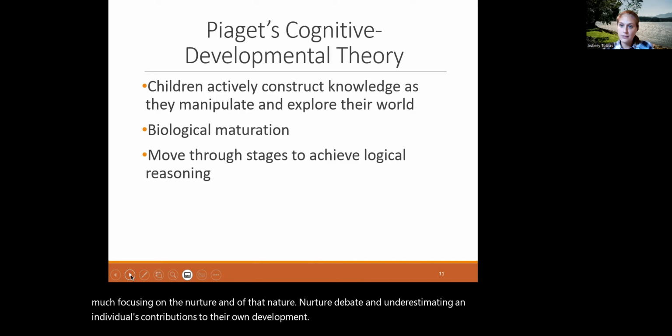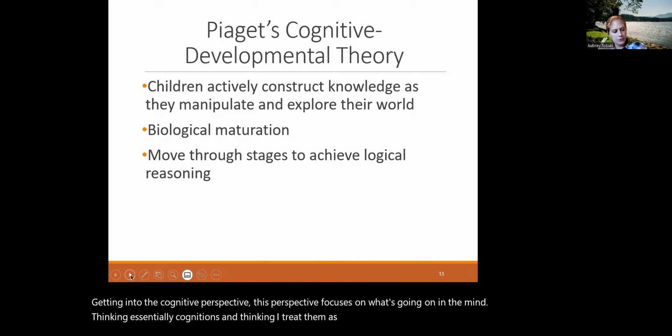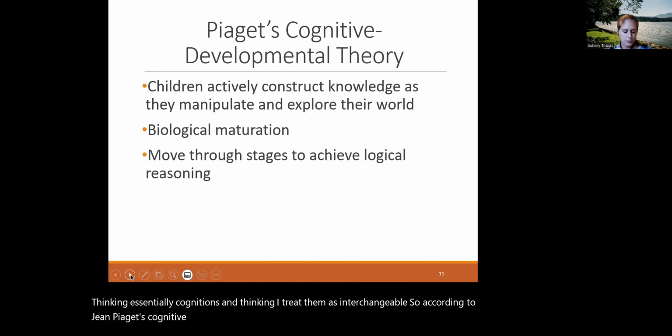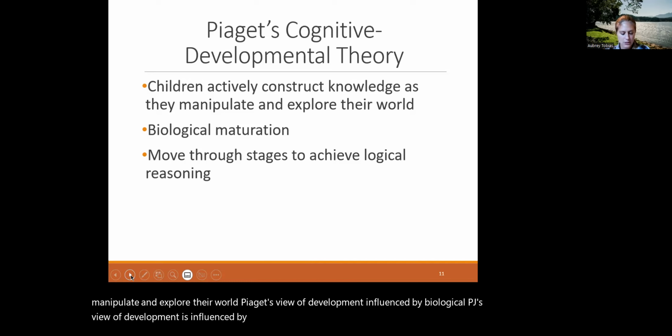Getting into the cognitive perspective, this perspective focuses on what's going on in the mind. So thinking, essentially, cognitions and thinking, and we treat them as interchangeable. So according to Jean Piaget's cognitive developmental theory, children actively construct knowledge as they manipulate and explore their world. Piaget's view of development is influenced by biological maturation.